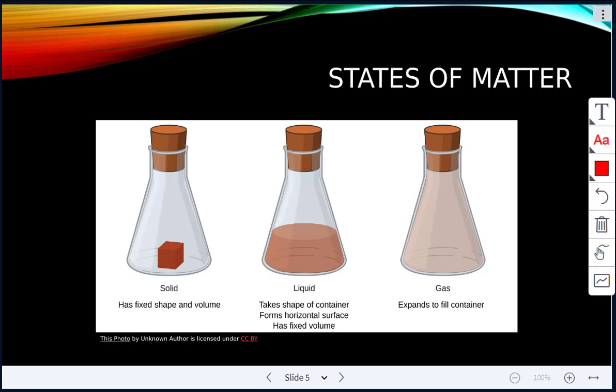So just continuing here with states of matter. Here we see our solid in this beaker. Notice it just stays together. It has its fixed shape and volume. Next we have our liquid. It's taken now the shape of this beaker, and notice also it forms this horizontal surface and it has a fixed volume. The gas has neither a fixed volume nor a fixed shape. It's expanded in this case to fill the container.